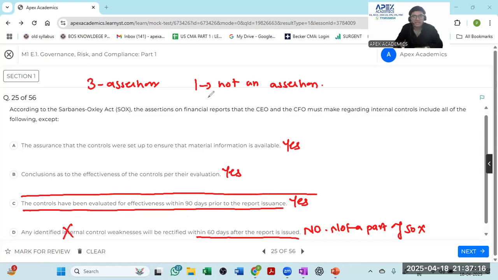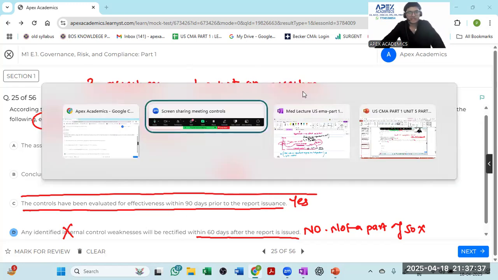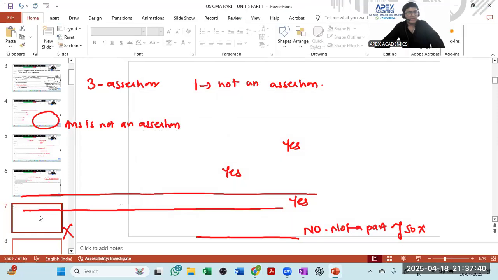We are asking include all of the following except, meaning the answer is not an assertion. So therefore, your answer is option number D. Agreed or disagreed? Please tell me. Yes or no. So let's take a screenshot of this particular one and place it over here.